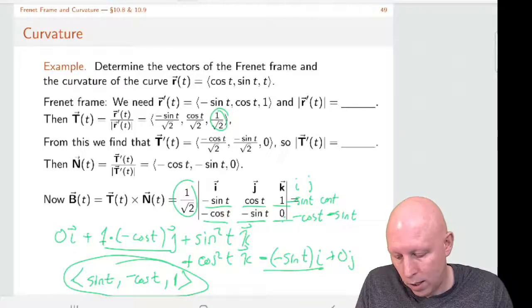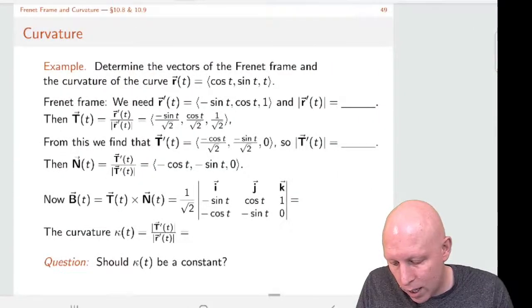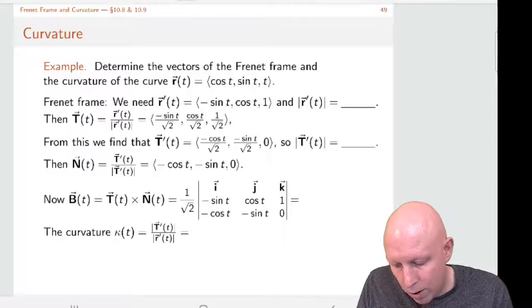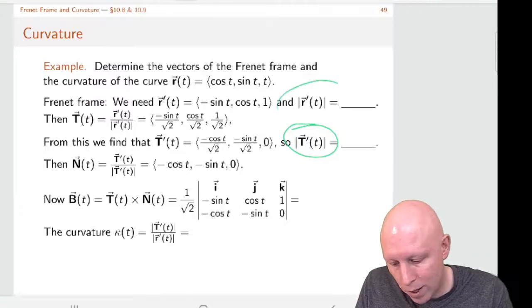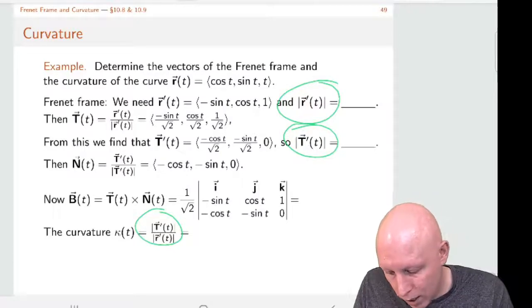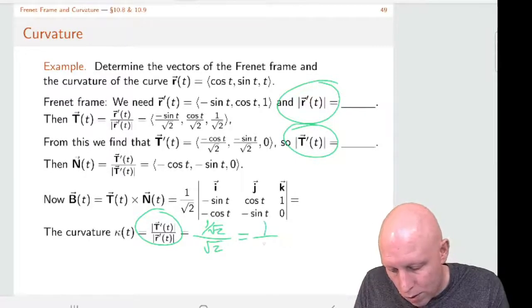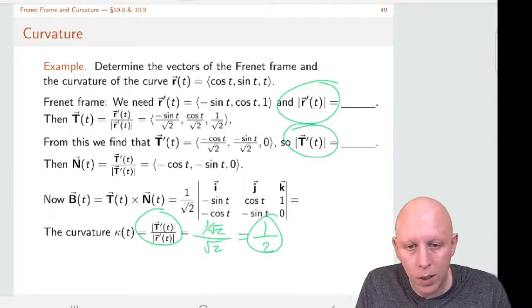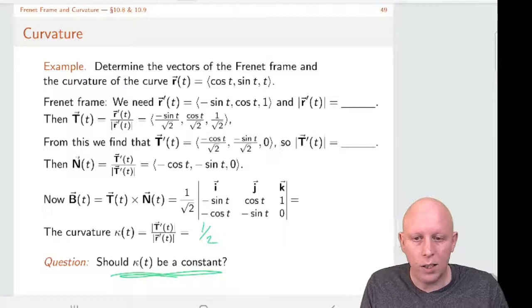All right, last thing, we need to calculate the curvature. We've already calculated T prime of t. We already calculated r prime of t, so we can use this formula here for the curvature. In this case, we had 1 over root 2 divided by root 2, which is 1 over 2. So the curvature is 1/2, and we're seeing that the curvature is a constant.